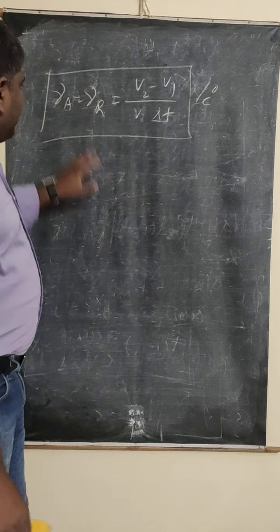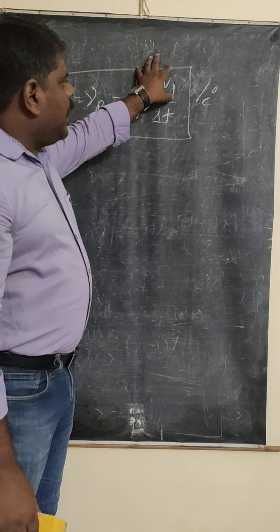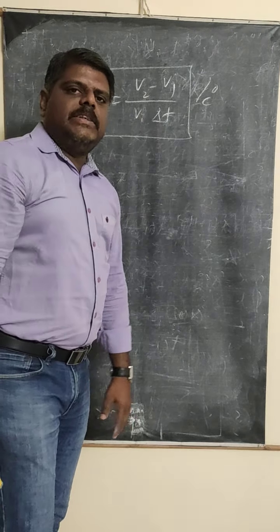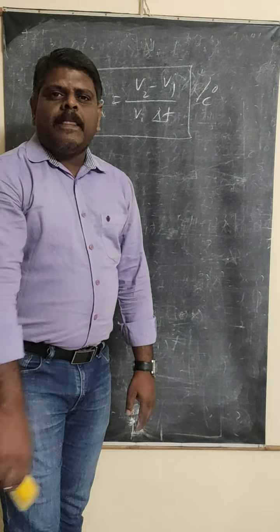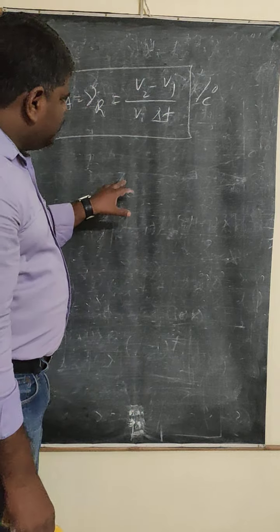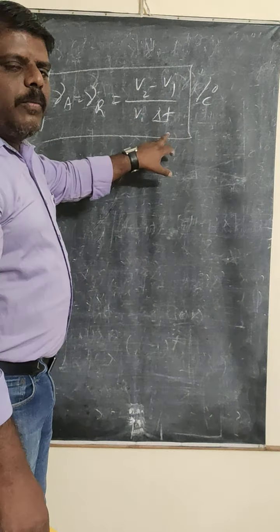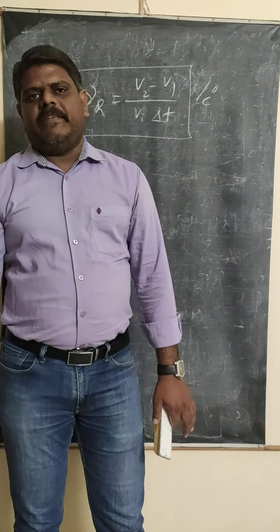If you want to define the apparent expansion, how can you define it? The ratio of the change in apparent volume of the liquid to the initial volume for 1 degree centigrade rise of temperature is called the coefficient of apparent expansion. The coefficient of real expansion is the ratio of the change in real volume of the liquid to the initial volume for 1 degree centigrade rise of temperature.